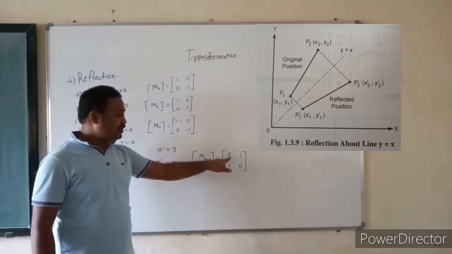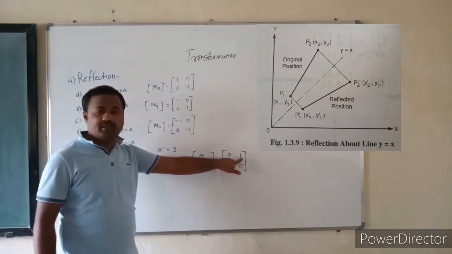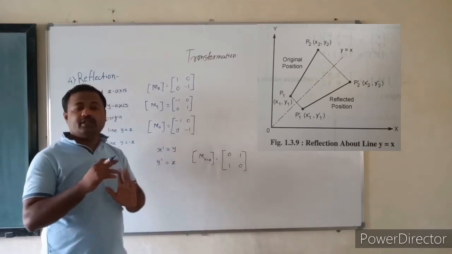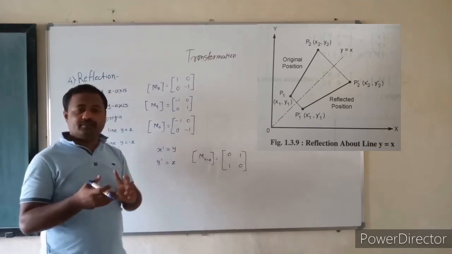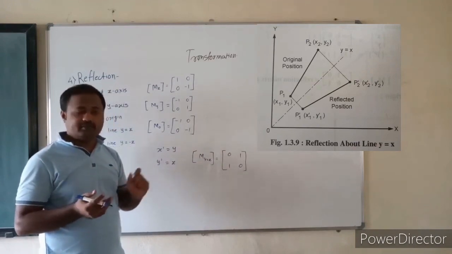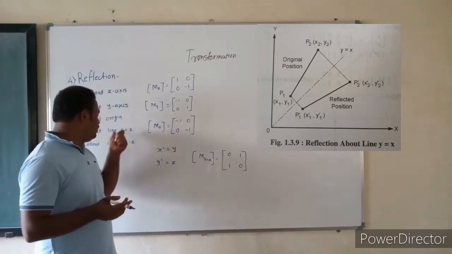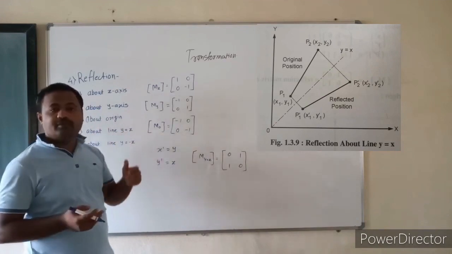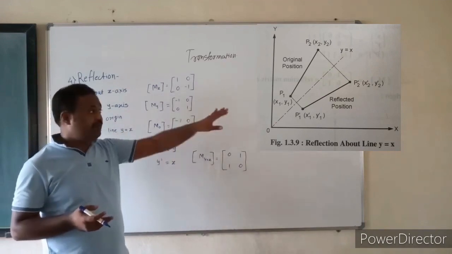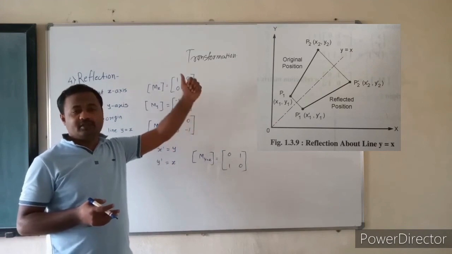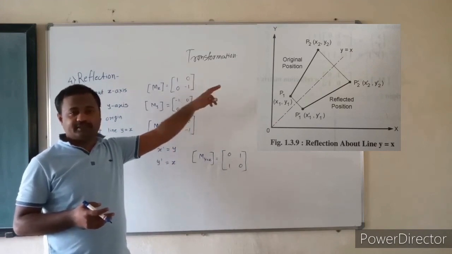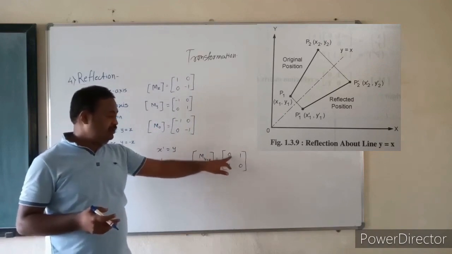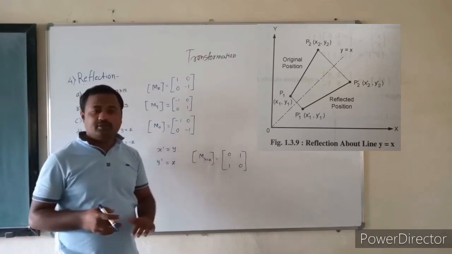Therefore here first is 0 then 1 then 1 then 0, meaning you interchange the values of x and y because the line P1, P2 is reflected about the line y is equal to x. Therefore, the new matrix M for y is equal to x is 0, 1, 1, 0.